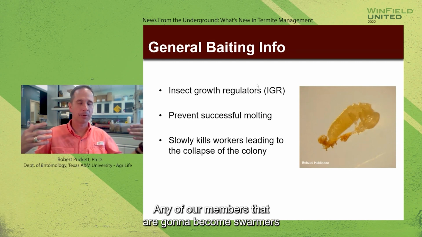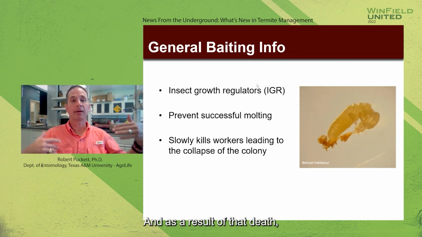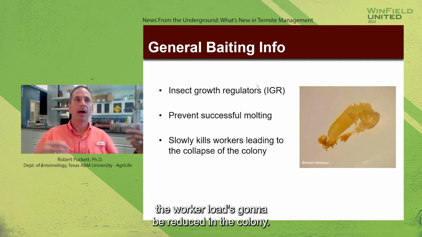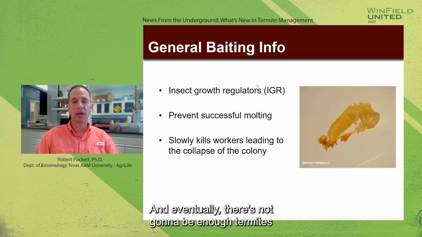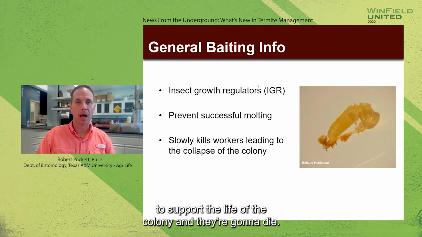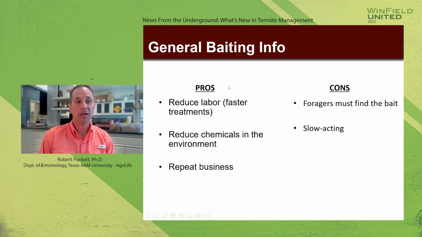Any of our members that are going to become swarmers that aren't quite there yet, they're not going to become swarmers. And as a result of that death, the worker load is going to be reduced in the colony, the soldier load and the swarmer load. And eventually, there's not going to be enough termites to support the life of the colony, and they're going to die. So the pros of using insecticidal baits for termites is that it can reduce labor.